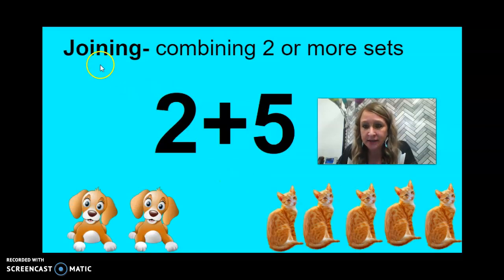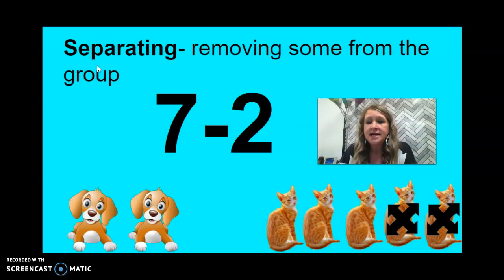Joining, say joining. Combining two or more sets. Separating, say separating. Removing some from the group.